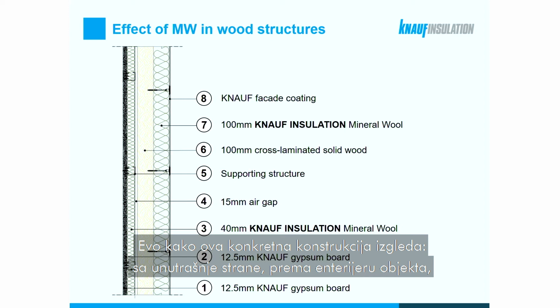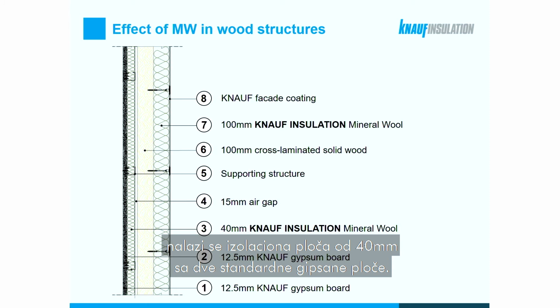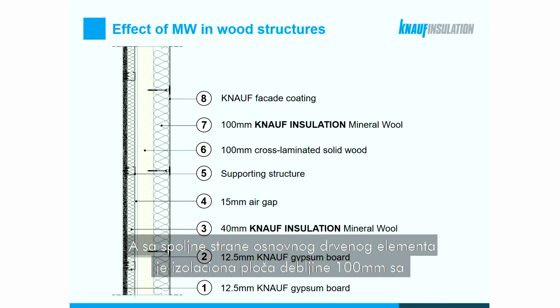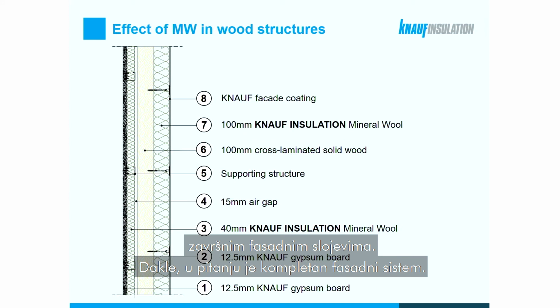So on the inner side, to the interior of the building, we have a 40 mm insulation board with 2 standard gypsum boards, and on the outer side of the basic wooden element is a 100 mm thick insulation board with a facade coating. So we're talking about a complete facade system.